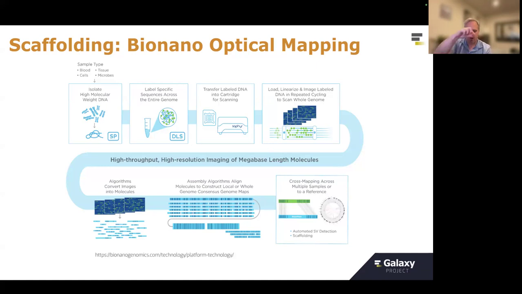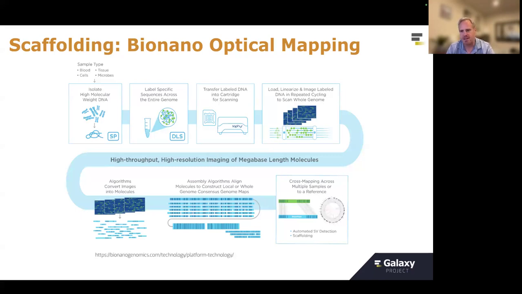The good news is that the spacing of those motifs determines a fingerprint for every molecule. Similar to how you can assemble reads, you can assemble these fingerprints from molecules that are, say, a million bases long into maps that can span entire chromosomes. So it's a little bit like sequence assembly, but we're assembling the spacing between the motifs, and then hopefully that gives you the spacing fingerprint for a whole chromosome.